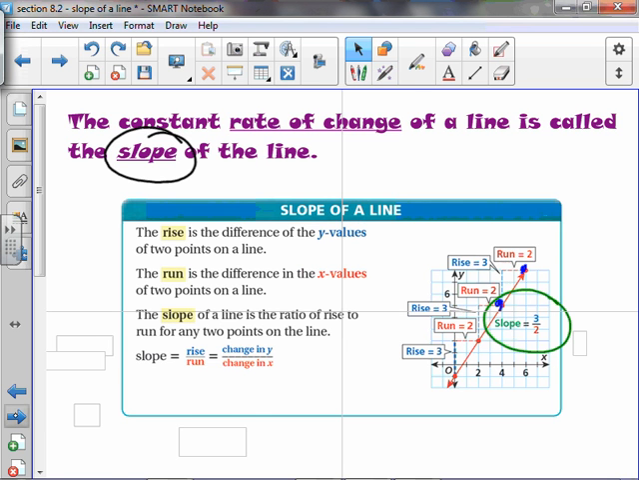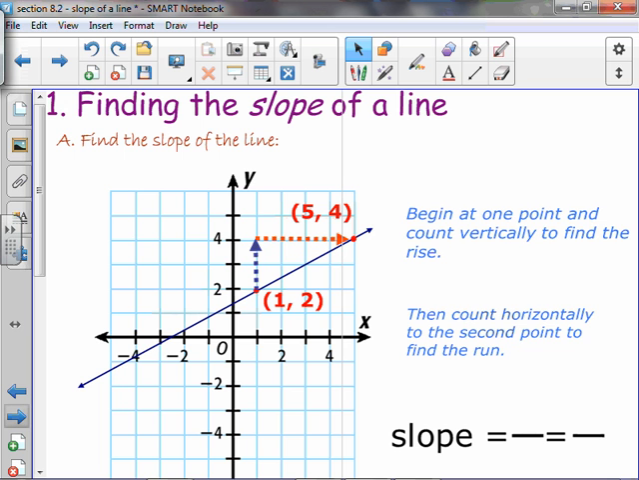So let's do a couple of examples. We're going to find the slope of this line, and we have these 2 points that are given to us on our graph, (1, 2) and (5, 4). So first thing I want to do is figure out how far did I go up from one point to the other. Okay? And when I'm talking about going up, I'm talking about my y values. They tell me how far I've gone up. I go from 2 to 4, so this distance here is 2.